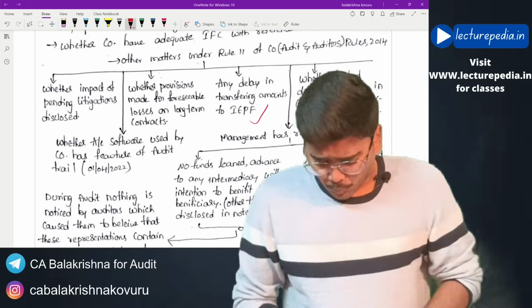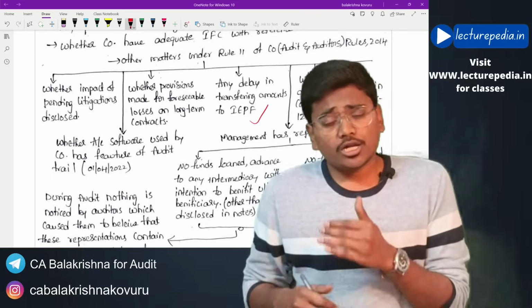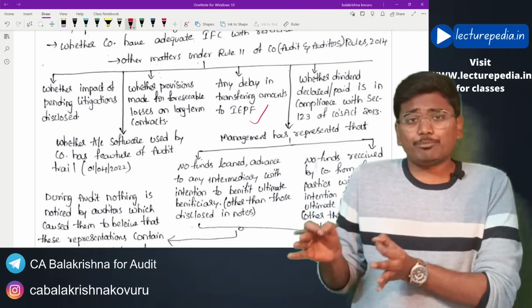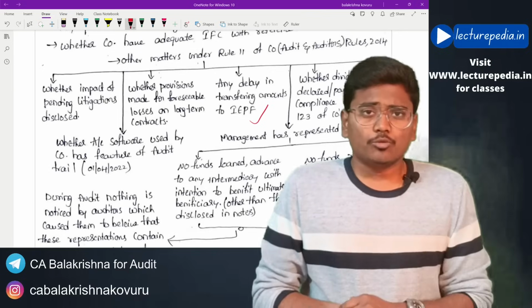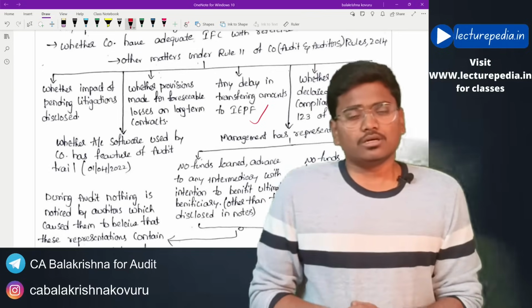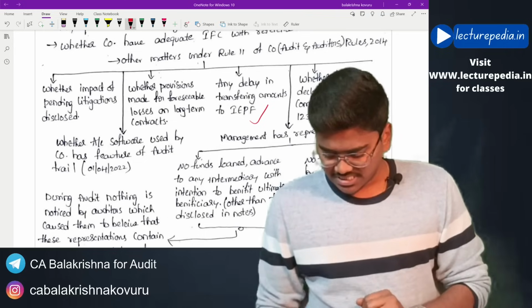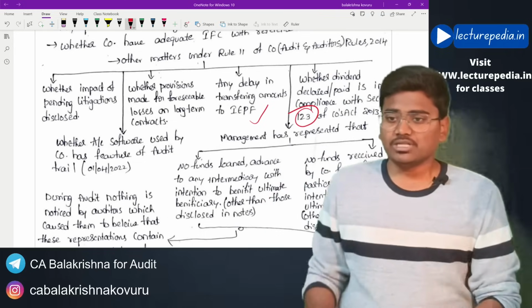Next, whether the dividend that has been declared or paid by the company is in compliance with the provisions of the Companies Act 2013. Here there are certain provisions that are applicable to payment of dividends. Even those provisions we will be reading. Basically these provisions are present in section number 123. Those provisions we will be reading.